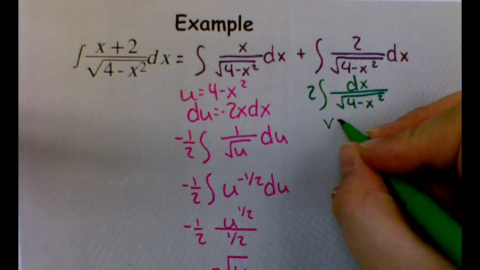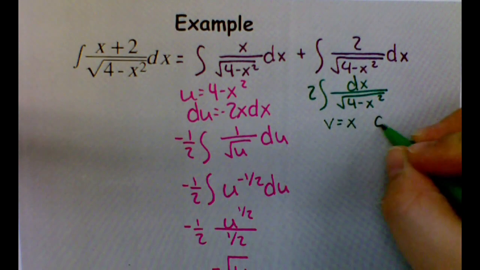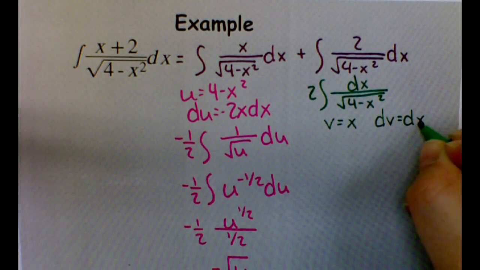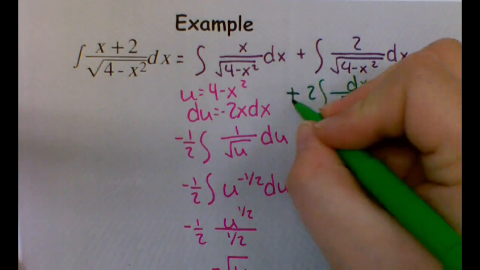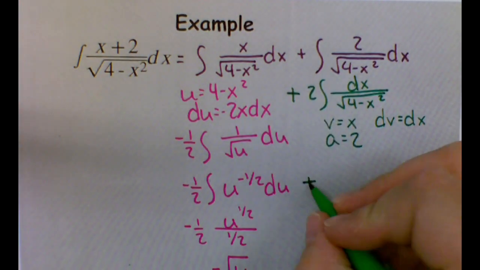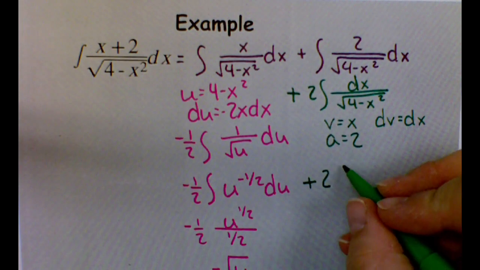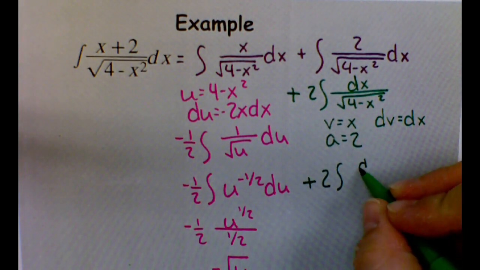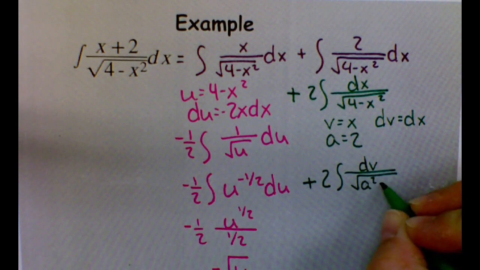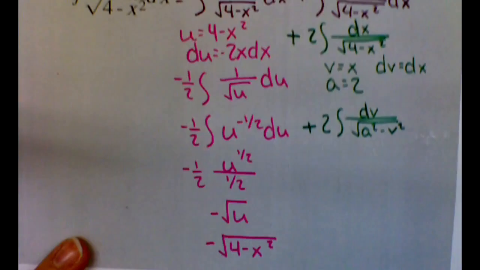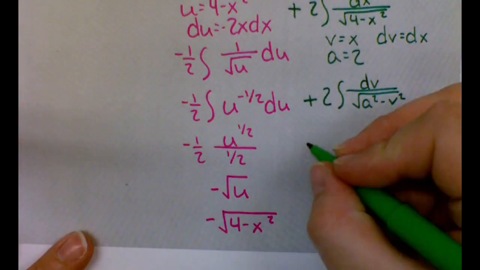u, I'm going to call it v in this case, is going to be x, which means dv is just dx. a would be 2, so put a plus between these, sorry. We have 2 times the antiderivative of dv over the square root of a squared minus v squared. Oh, that's arcsine, sorry.